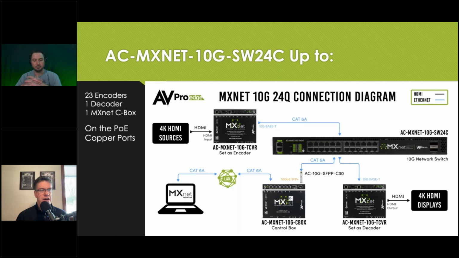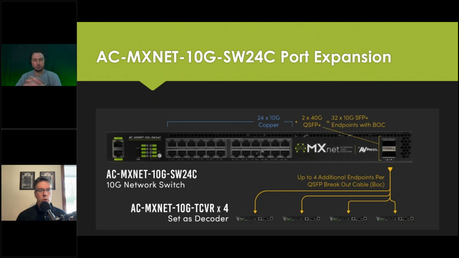Okay, we do have another little thing that we can do here too. It is natively a 24 port switch. We can add breakout cables here, and by adding this little breakout cable, we can expand our system up to 32 ports. We do that because each of these 40G QSFP plus ports is broken out into a 1x4 cable splitter basically. So they'll each have individual addresses, and you can get up to 32 ports on there.